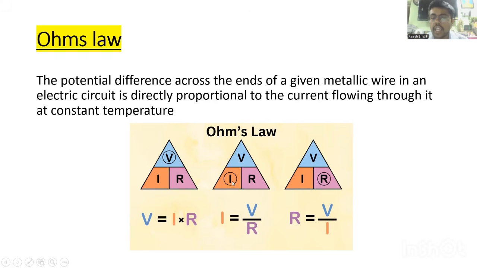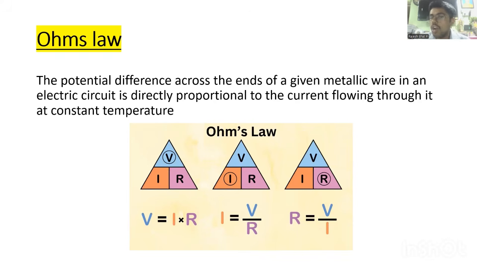Then cover I, so I is V by R. See, it is V by R. If you want R, it is V by I. So these are 3 different versions of Ohm's law. One time 3 years back they had given in MCQ, which among the following is not the Ohm's law equation, or which among the following is an Ohm's law equation. So V is equal to IR, just know the difference by remembering this triangle.